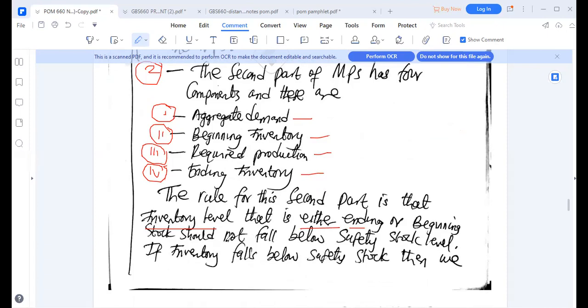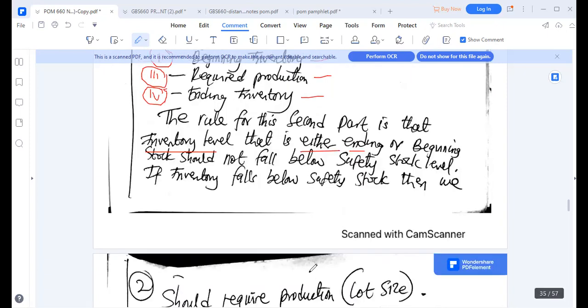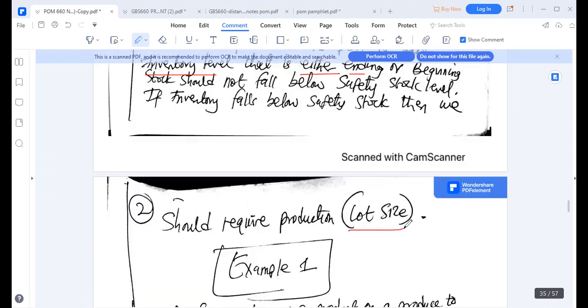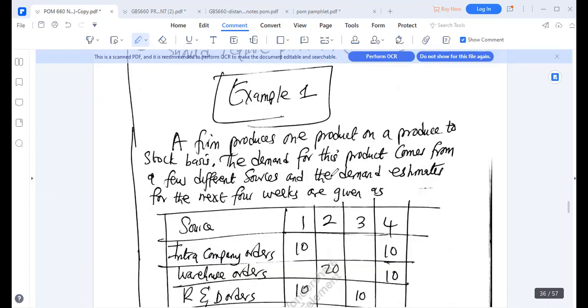The safety stock is just like the buffer stock, the stock kept for security reasons to cushion on demand. So we are simply saying the rule for this second part is that inventory level, that is either ending or beginning stock, should not fall below the safety stock level. If inventory falls below the safety stock level, then we should require production or the lot size. Okay, so we can look at an example.